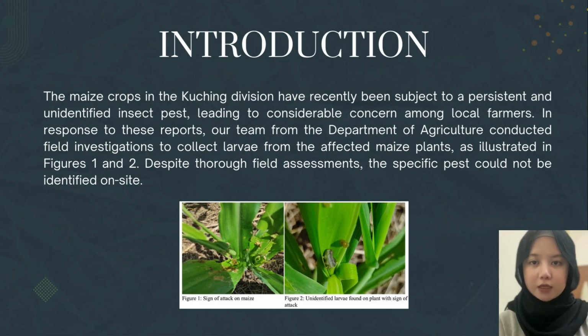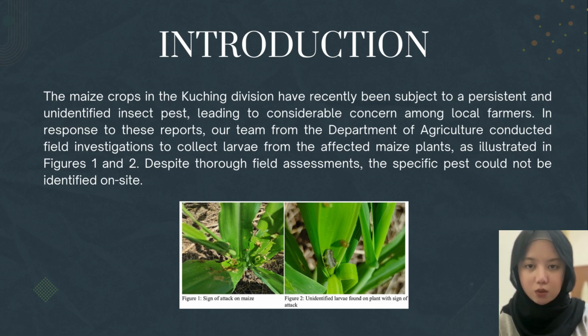The maize crop in the Kuching division has recently been subject to a persistent and unidentified insect pest, leading to considerable concern among local farmers. In response to these reports, our team from the Department of Agriculture conducted field investigations to collect larvae from the affected maize plant, as illustrated in figures 1 and 2. Despite thorough assessment, the specific pest could not be identified on site.